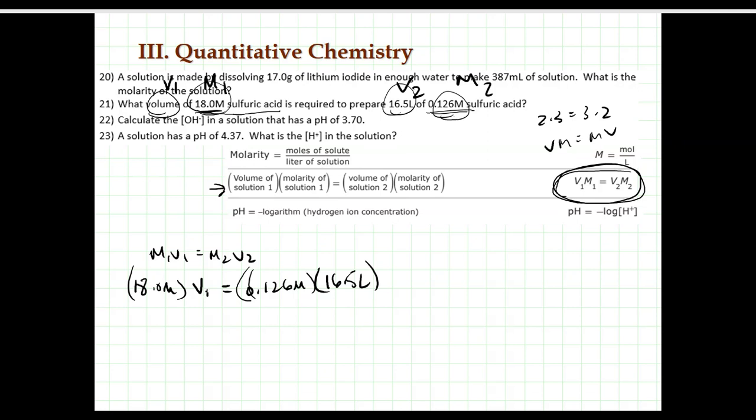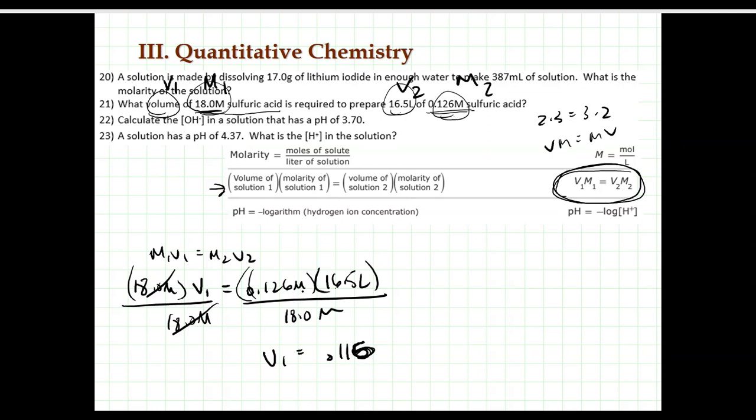Solve for V1. This is easy algebra. Divide both sides by 18 molar. Cancels out, cancels out. Over here, we need to do some calculating. 0.126 times 16.5 divided by 18 gives us 0.116 with our sig figs, 0.116.